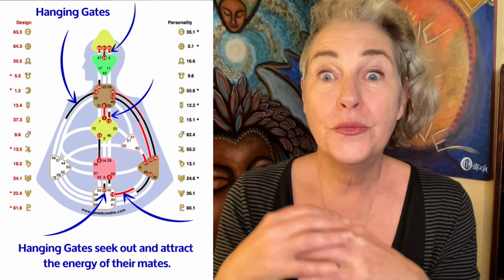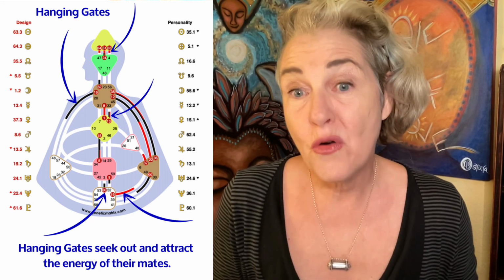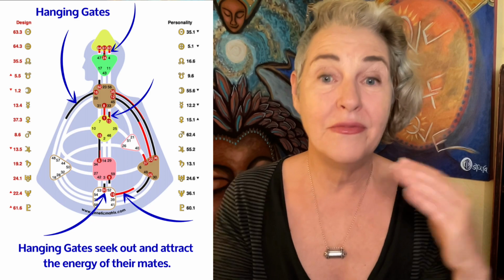Okay, so what's interesting about this is that you may actually be more familiar with the energy of the mate of a hanging gate than you are with the one that you have defined in your chart, because you'll seek it out. When you find it, you're going to amplify it. Okay, you're going to take it in and you're going to amplify it. So it's not going to be sustainable. You're only going to feel it for a certain amount of time. But you will have sometimes a stronger experience of that energy than of the part that's defined.